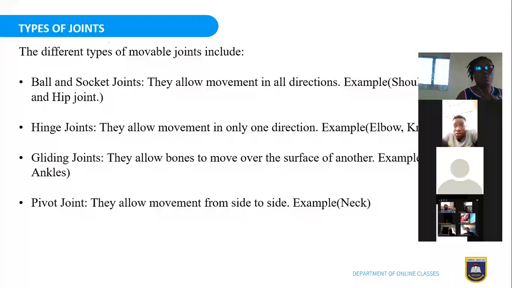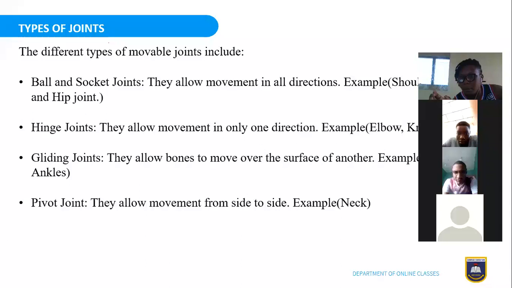Are you okay? So when I ask you to state types of joints and where they are located, I expect you to be able to write them. Types of movable joints, okay? And their location. You should be able to write them and then their location. If you don't have any question, mute yourself.